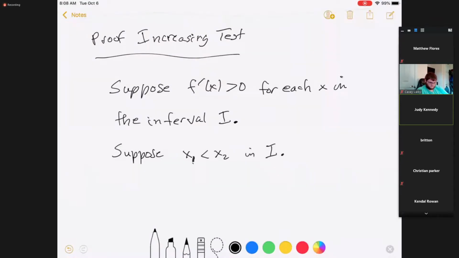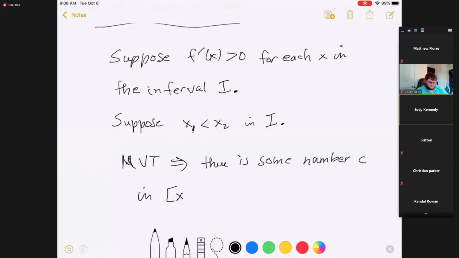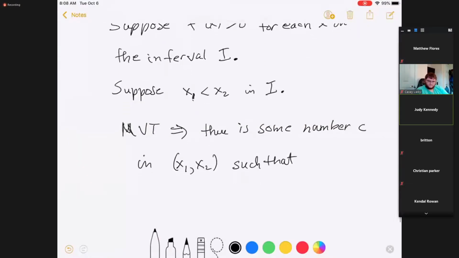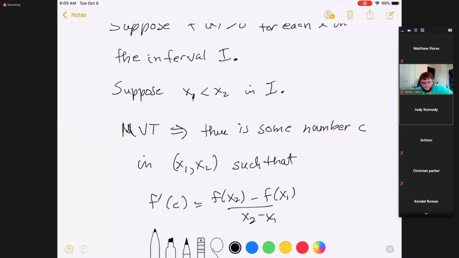Okay, then the mean value theorem says that there is some number c in the open interval from x1 to x2 such that f prime of c is equal to f of x2 minus f of x1 over x2 minus x1. Okay, so I'm using the mean value theorem there.